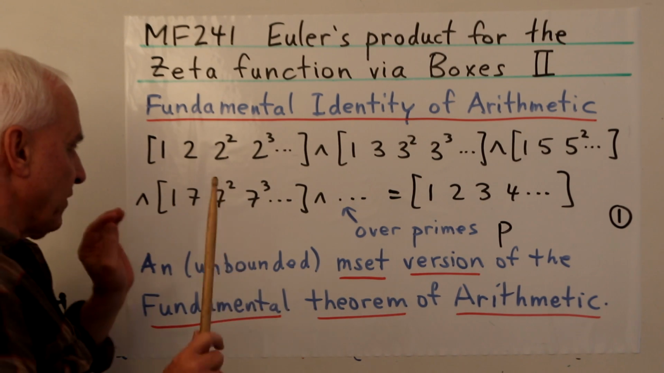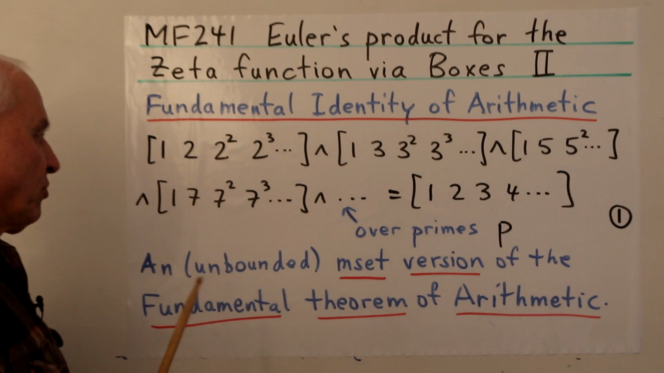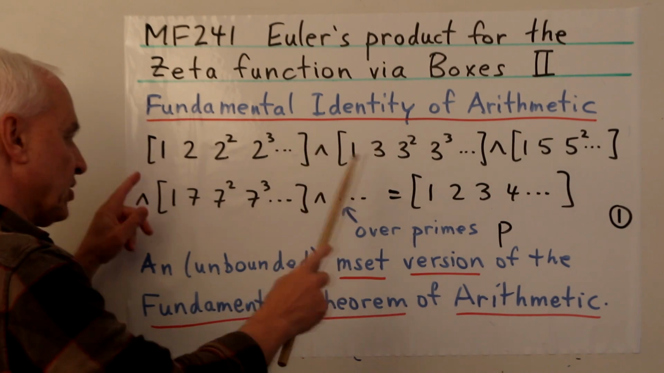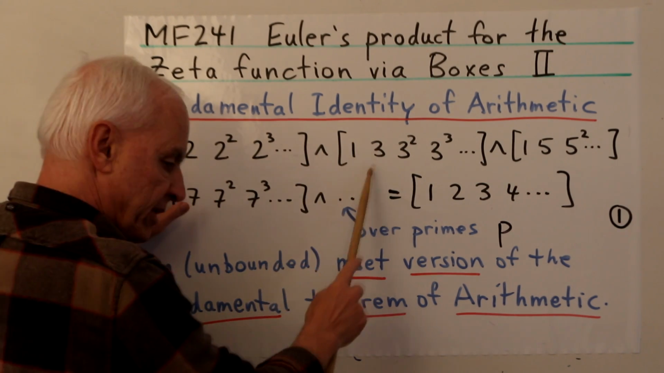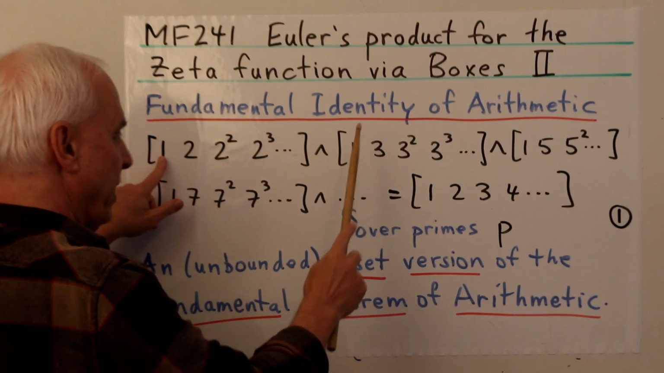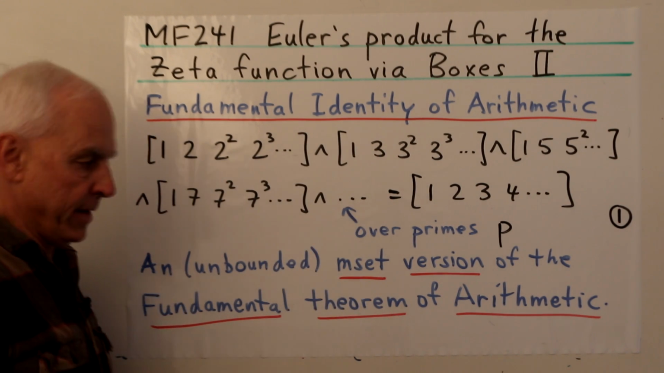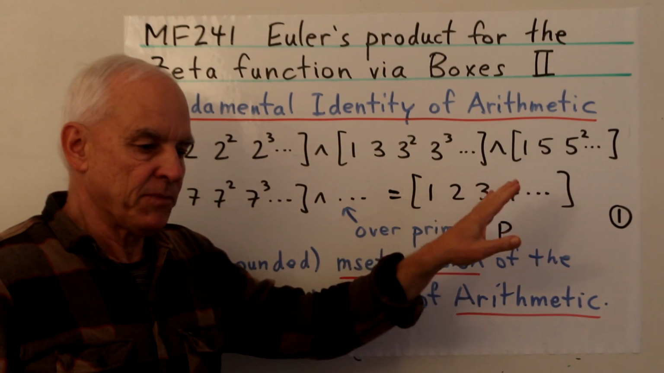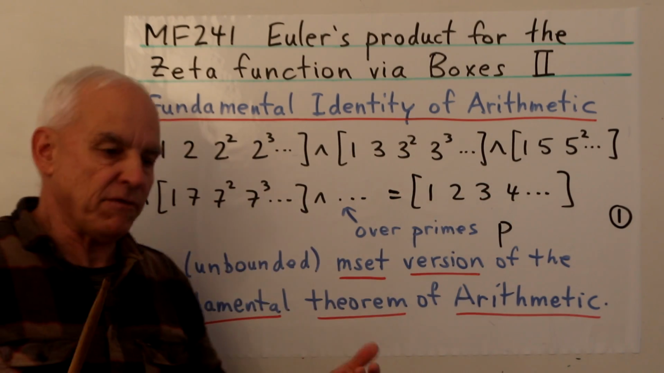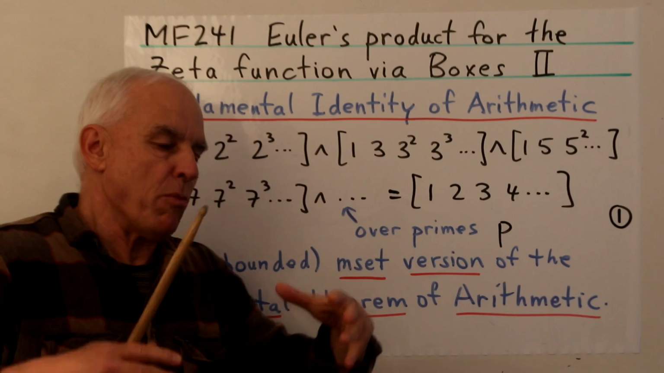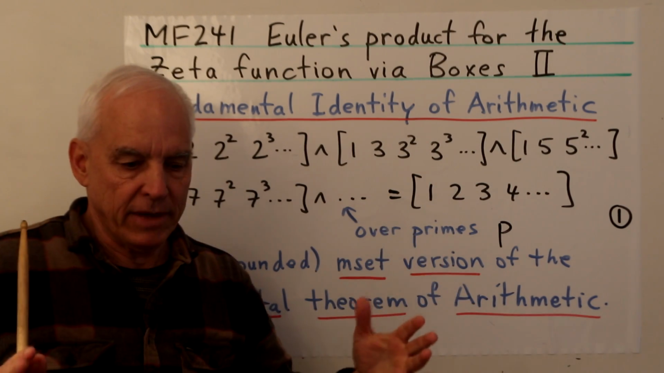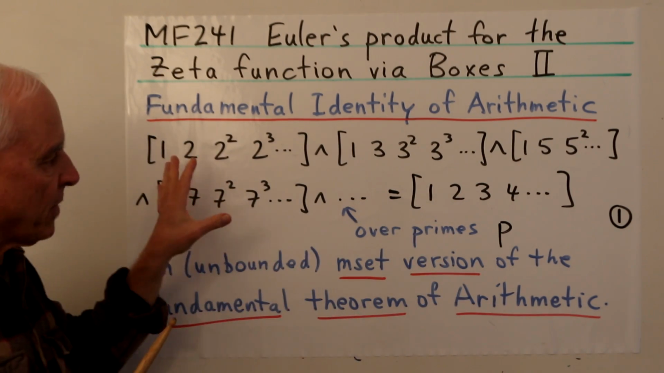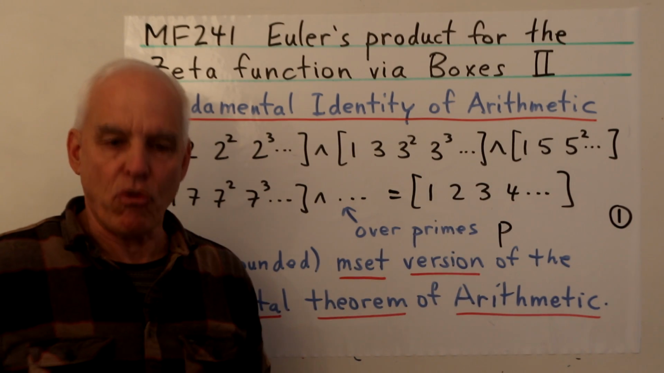And I remind you that to form the caret of two boxes, we take the box consisting of all possible products of elements, one from here and one from here. Now, because these are unbounded objects, we require a different kind of theory. So we need to go beyond what we've already set up. And I'm not going to do that today. So we are just going to think about this sort of informally.